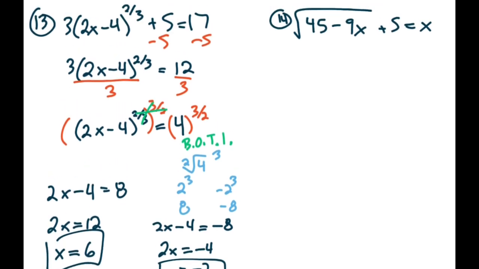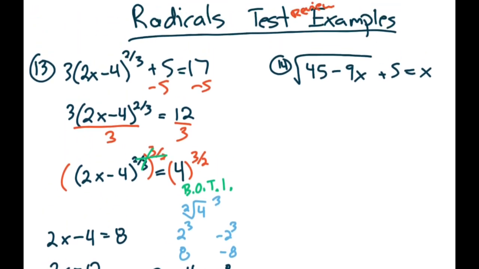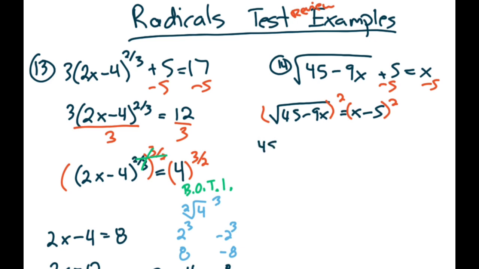All right, 14. So same kind of idea. I want to get the square root part by itself, so I need to get rid of the plus 5. So I'm going to subtract 5 from each side. Now to get rid of the square root, we're going to square both sides. So on the left side, we have 45 minus 9x. But on the right side, x minus 5 squared means we have to do x minus 5 times x minus 5.